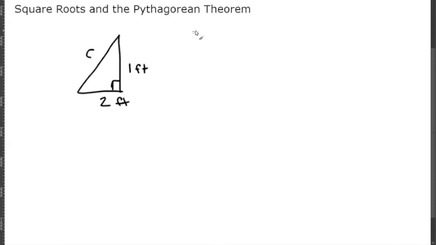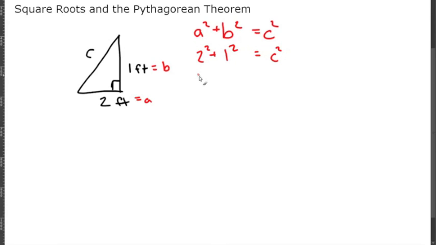Well, let's write down our formula. A squared plus b squared equals c squared. And then we're going to plug these numbers in. Let's say that 2 is going to be equal to a, and 1 is going to be equal to b. So we're going to have 2 squared plus 1 squared equals, we don't know what c is, so this remains c squared.